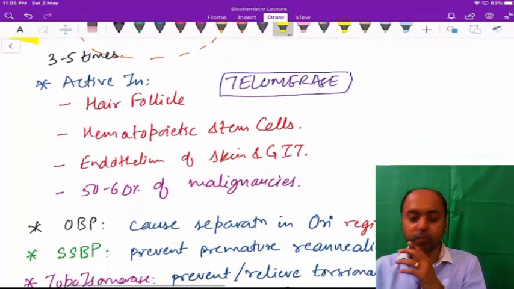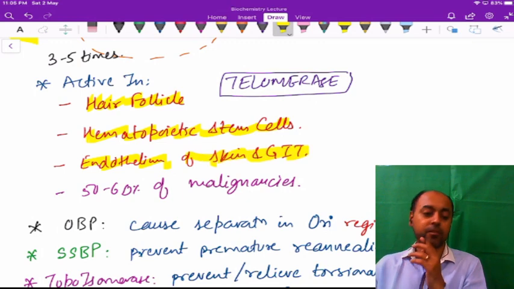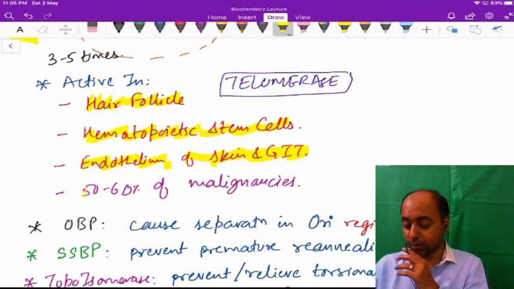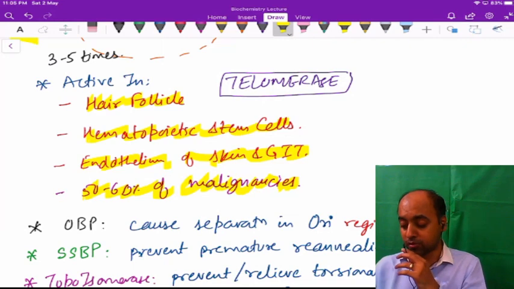Some tissues where telomerase is majorly active include the hair follicle, the hematopoietic stem cells, the endothelium of the skin, and GIT. In addition to that, about 50 to 60% of malignancies also show activated telomerase, whereby they can bypass apoptosis.